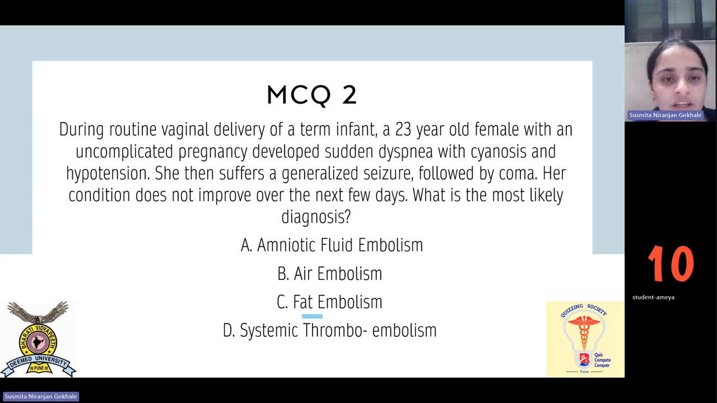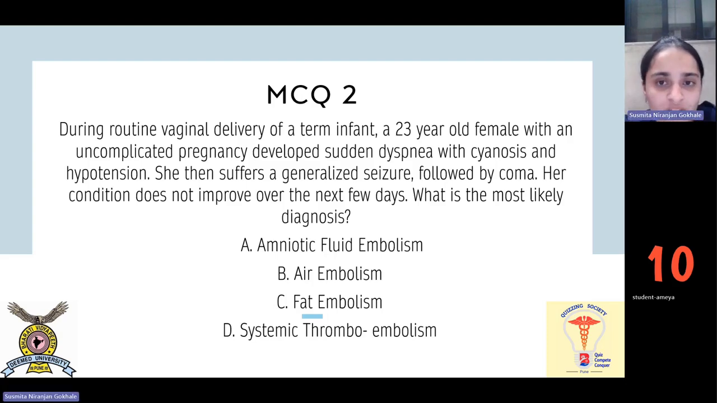Option A, amniotic fluid embolism. Option B, air embolism. Option C, fat embolism. Option D, systemic thromboembolism. From this, I get to know that this question has been taken from the topic of embolisms. So now we'll take out the important points from this question.